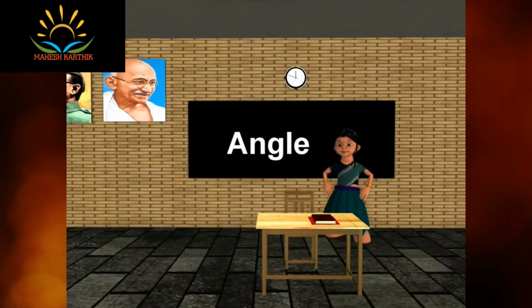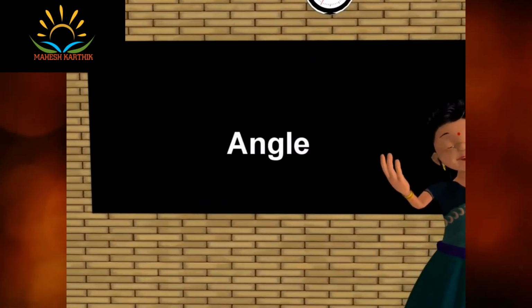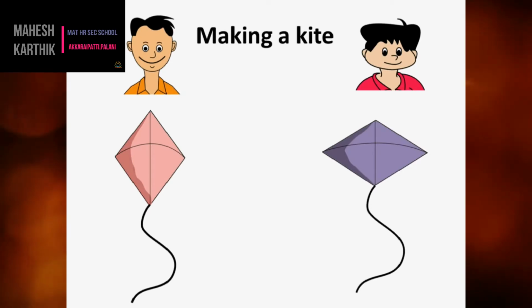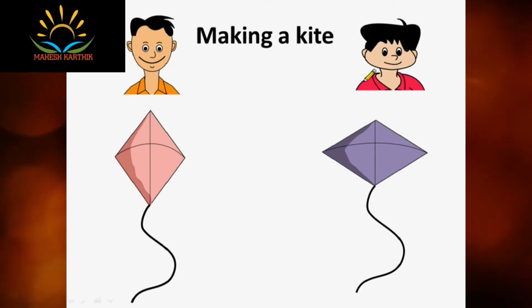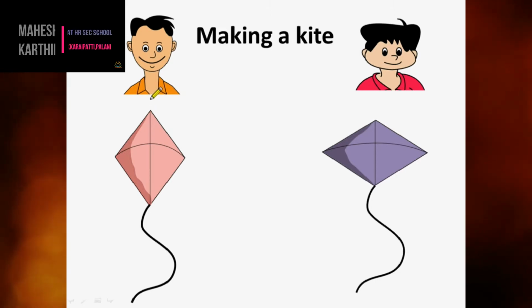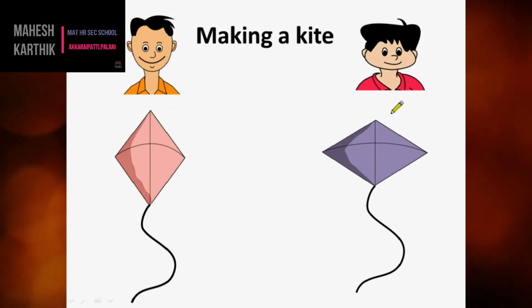Good morning, children. Now we shall learn about angles. So, what is an angle? This is Aman and this is Anand. One day, Aman and Anand tried to make colorful kites, and these are their kites. This is Aman's kite and this is Anand's kite. But Anand's kite is looking a little different and it wouldn't fly properly.